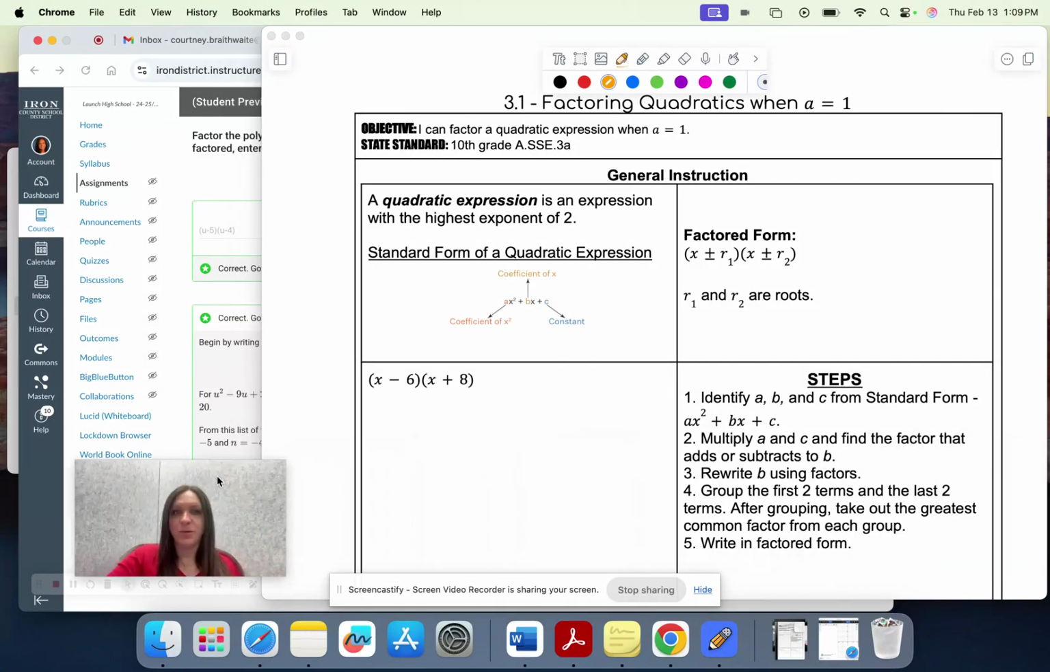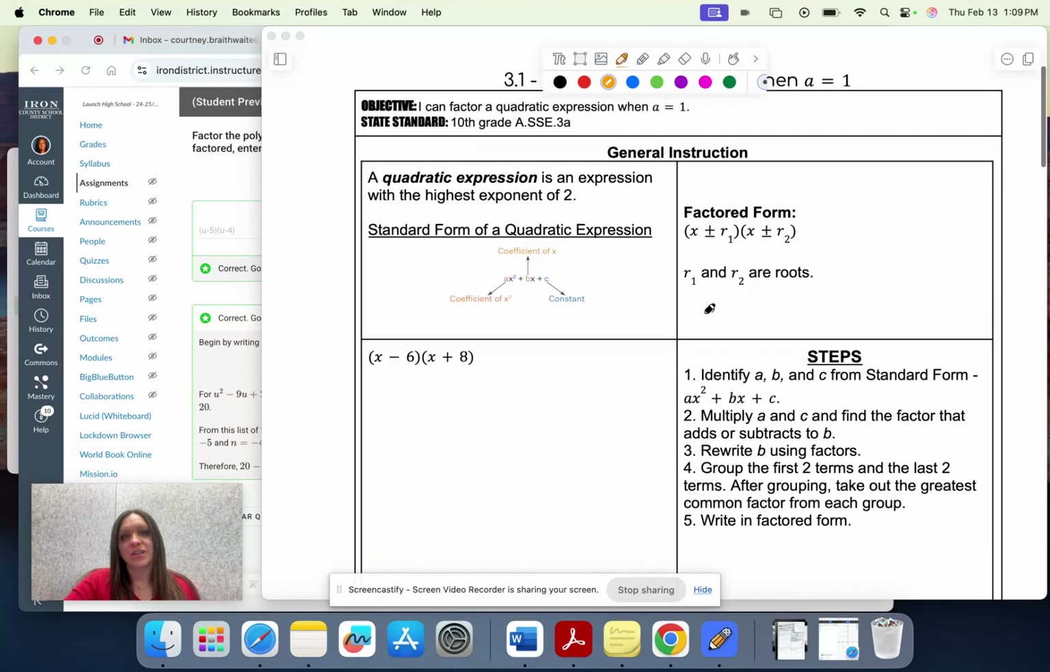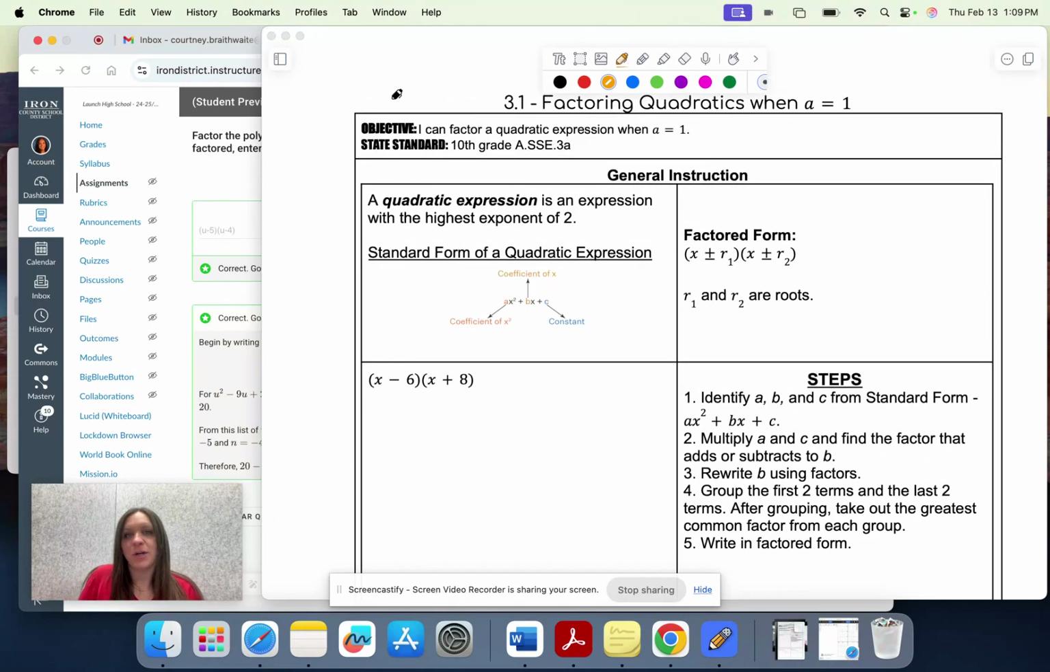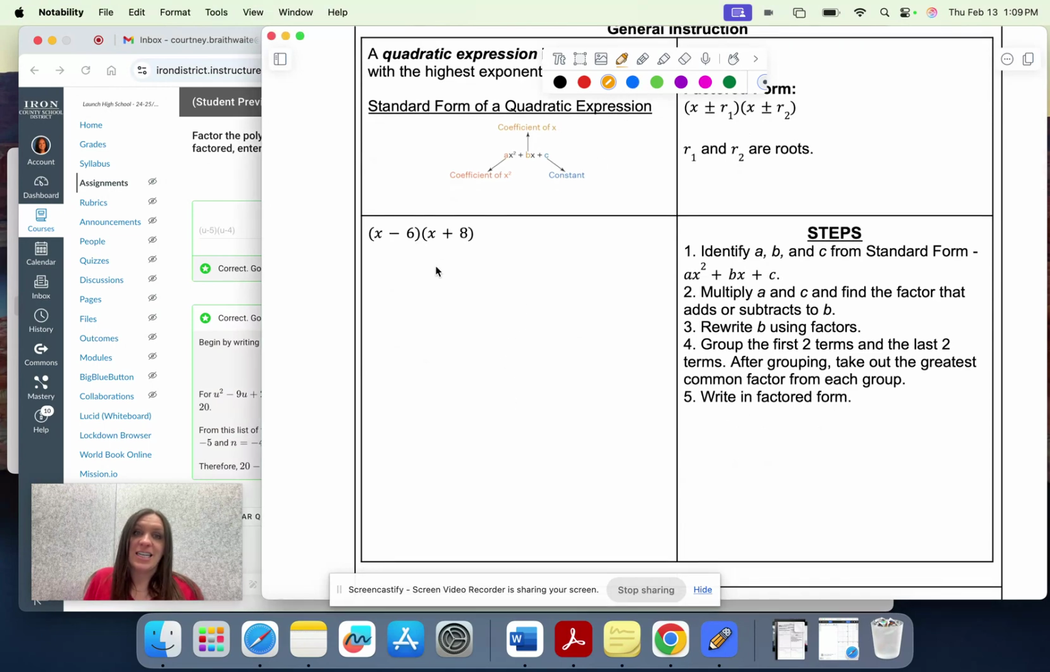Okay, 3.1, we are factoring. So a quadratic expression is when it's an x squared, and then we sometimes have an x and a constant. So factored form is this, x minus 6, x plus 8, and then we call these numbers roots. So 6 and 8, actually 6 and negative 8 are roots.